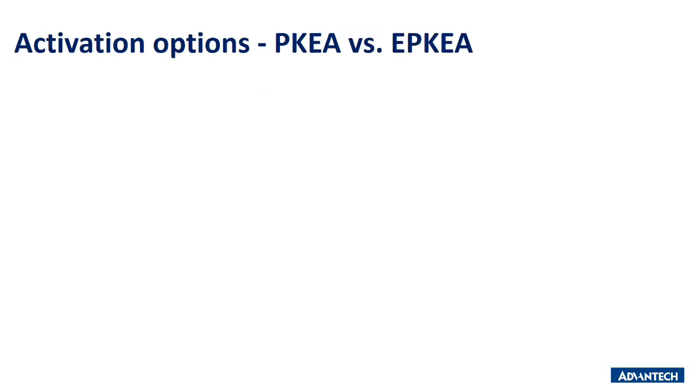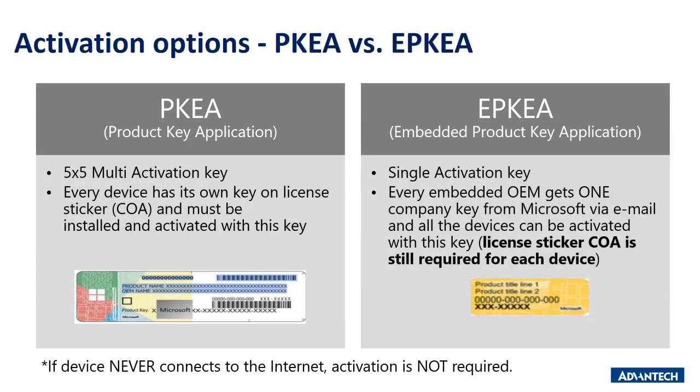Lastly, Windows 10 IoT Enterprise supports two types of OS activation method, PKEA and EPKEA. PKEA is the traditional one-to-one product key, where the 25-character key is printed on the license sticker and has to be keyed in manually to activate the OS.